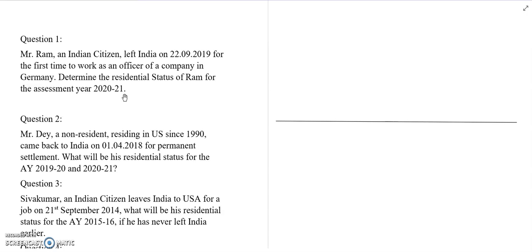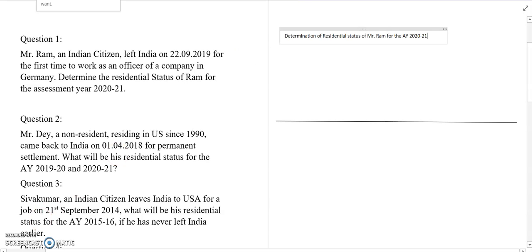So the next thing that you have to do is start with a proper heading for the solution. Your heading will be determination of residential status of Mr. Ram for the assessment year 2021. So in the upper part of your page, you have to give a proper heading for the solution. Follow my instructions carefully. Just give a proper heading for your solution just like this: Determination of residential status of Mr. Ram for the assessment year 2021.